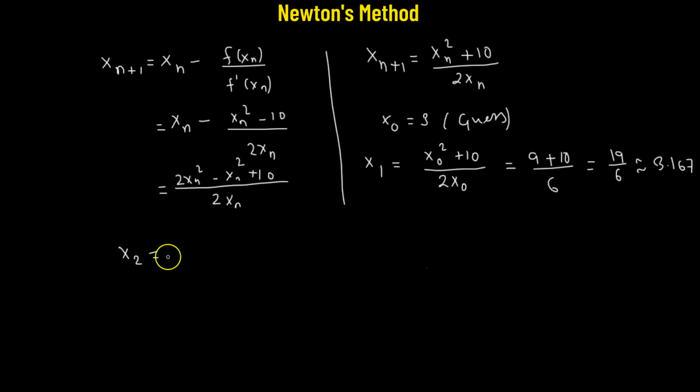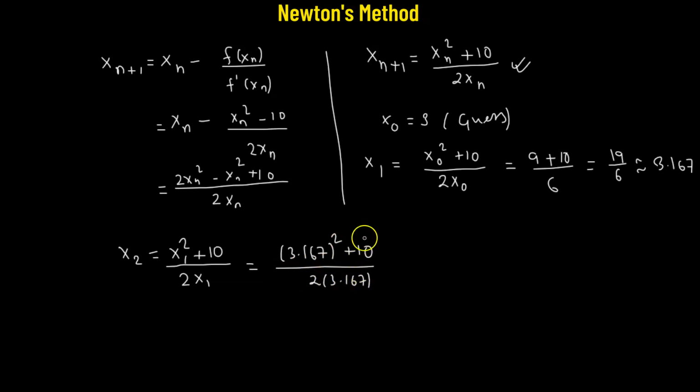Now we'll go to our second iteration. For our second iteration, we have x2, which is x1 squared plus 10 divided by 2x1. All we have to do is keep a note of this particular recursive relation. Now in place of x1, we will use 3.167. So this will be 3.167 squared plus 10 divided by 2 times 3.167. Let us plug this value into our calculator, and we will get 3.1623.